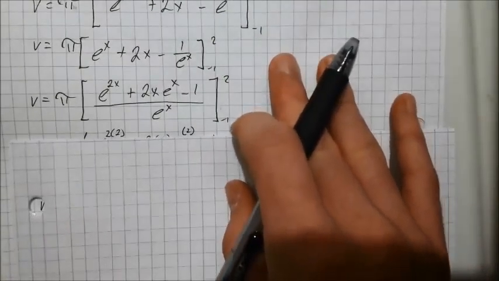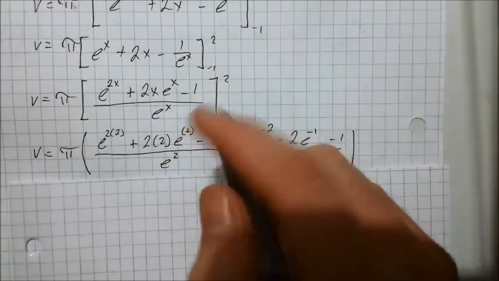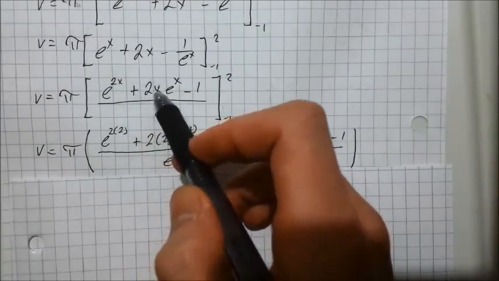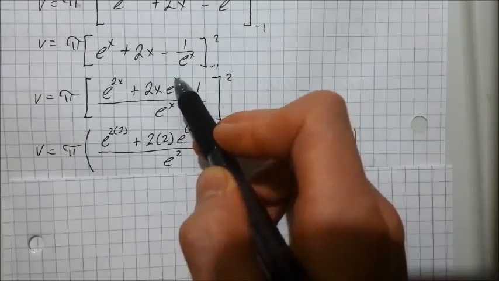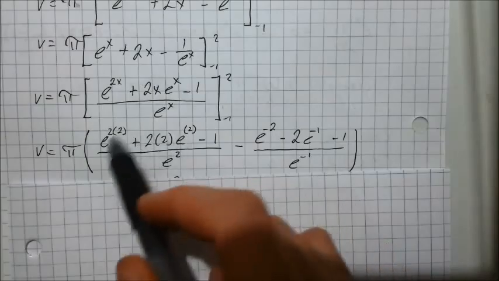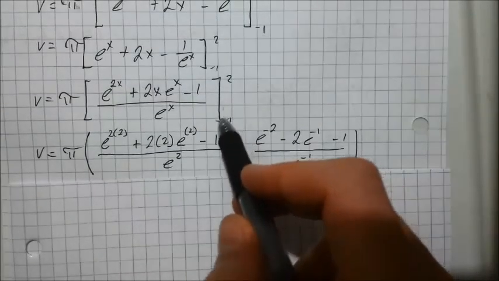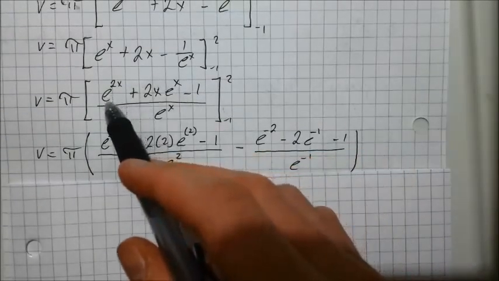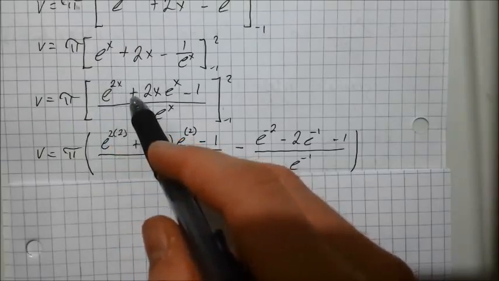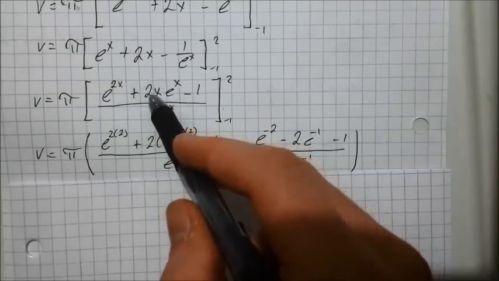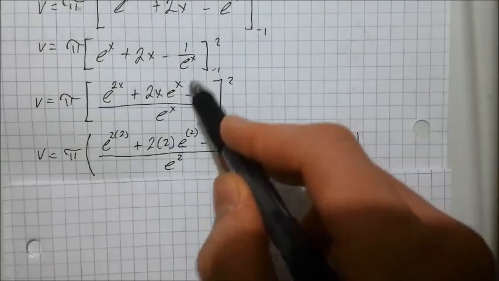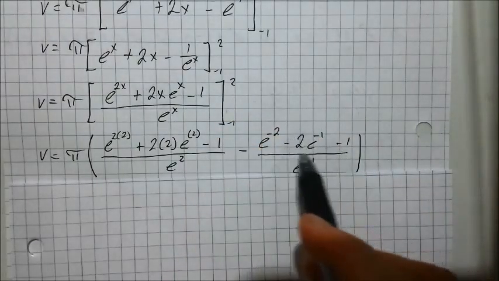So from here, there's nothing more we can do, so I'm going to plug in some numbers. If we plug in 2 here, we get e to the 2 times 2, plus 2 times 2 times e to the 2, so e squared, -1 over e squared, so this term here. And then we subtract this evaluated at -1, so e to the 2 times -1 is just e to the -2, plus 2 times -1 is -2, so it's going to be minus 2e to the -1, minus 1 over e to the -1 here.